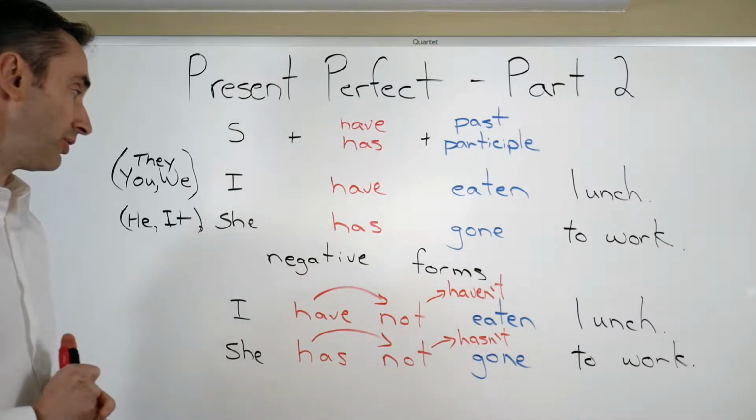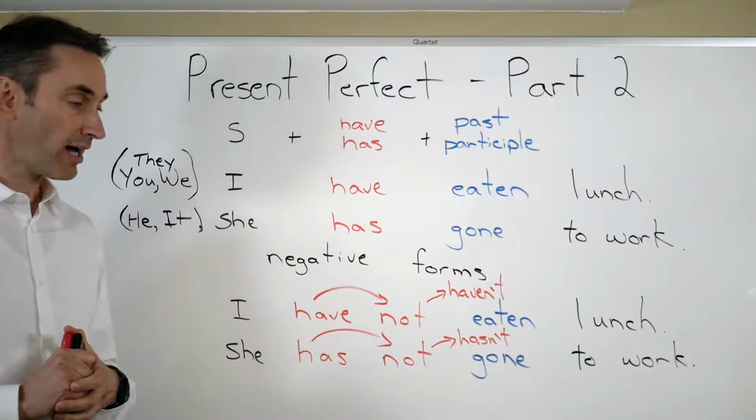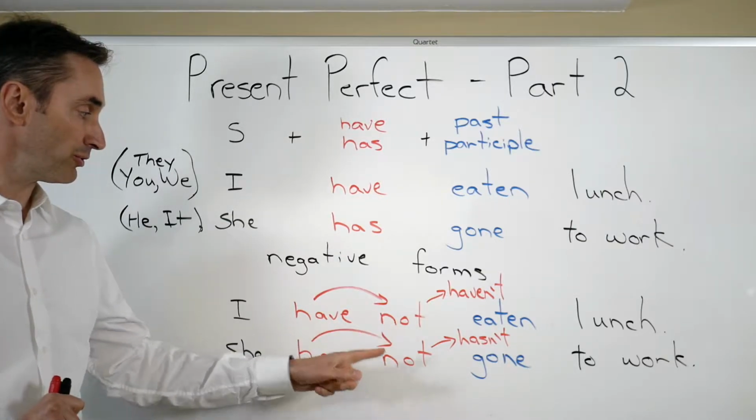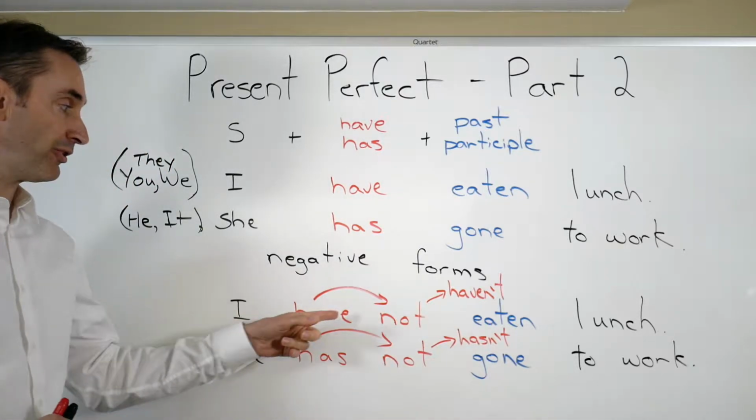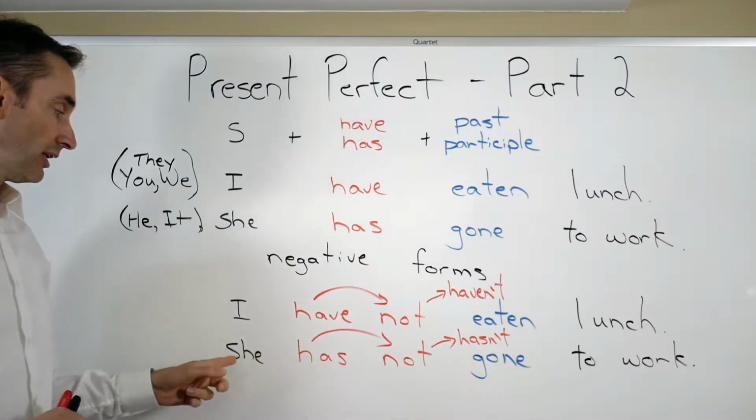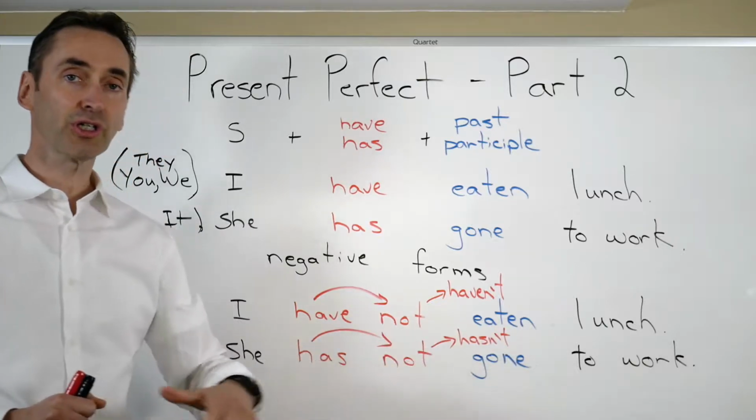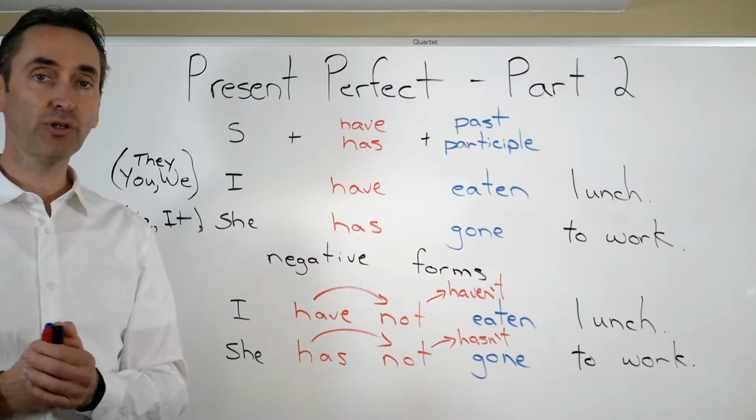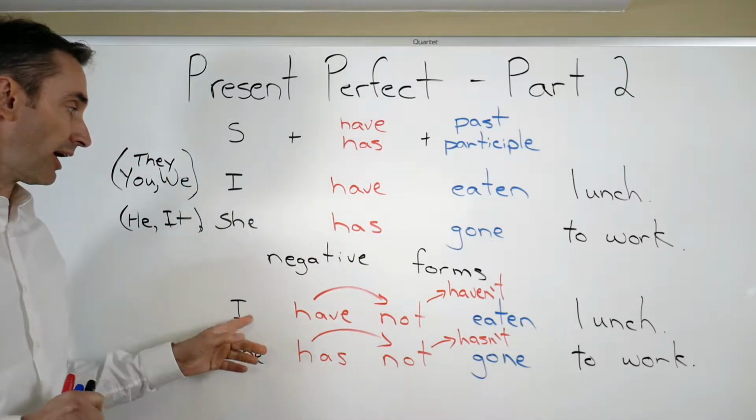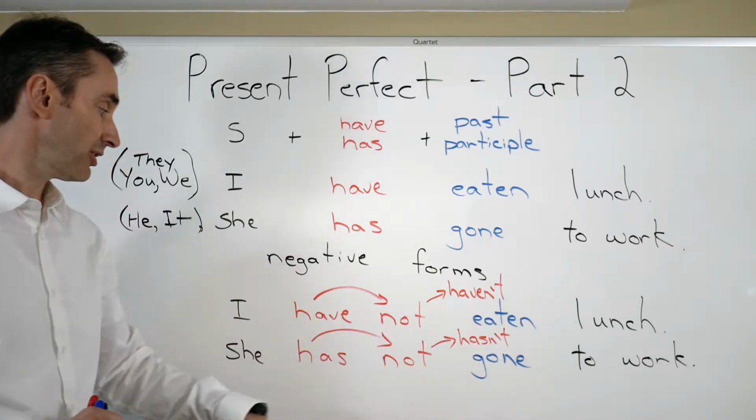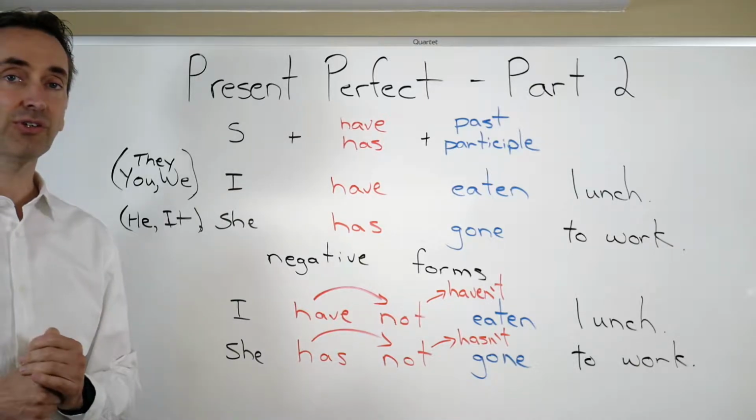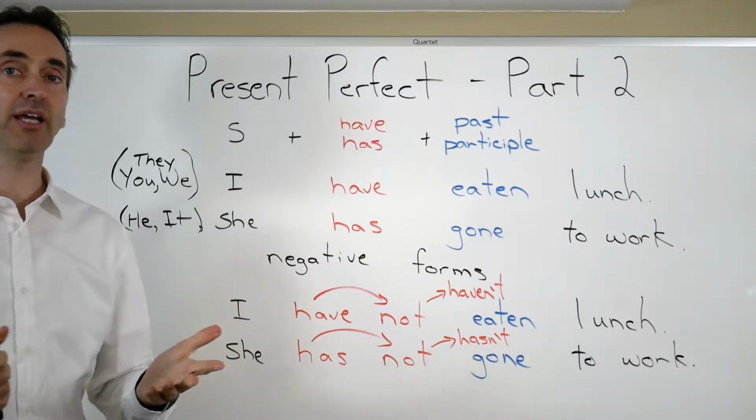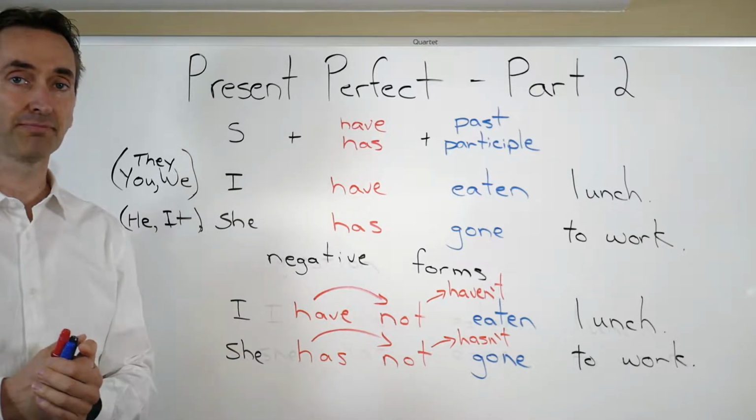否定の時の形は have と has の後に not をつける。not をつければ否定の文章ができるんですね。I have not eaten lunch. She has not gone to work. それを短くすることもできるんですね。I haven't eaten lunch. She hasn't gone to work. Is also okay. So we can make a negative form for that as well.